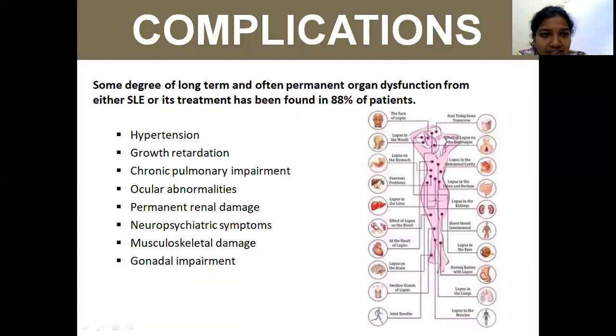So complications. Some degree of long-term and often permanent organ dysfunction from either SLE or its treatment has been found in 88% of patients. And this includes hypertension, growth retardation, which can be due to the disease or usage of steroids, chronic pulmonary impairment, ocular abnormalities, permanent renal damage, neuropsychiatric symptoms, musculoskeletal damage, and gonadal impairment.